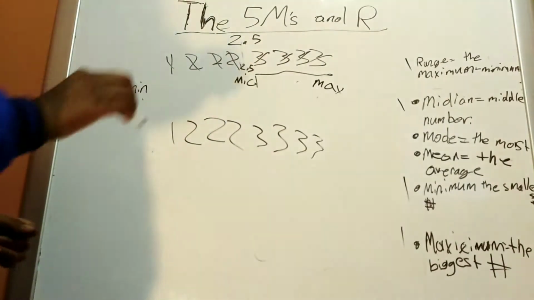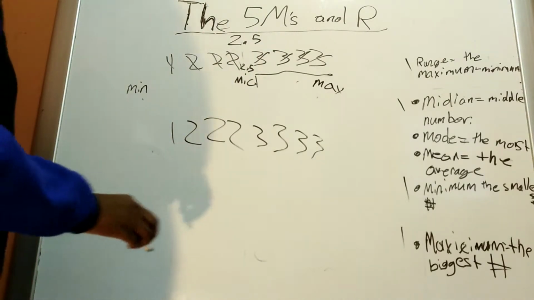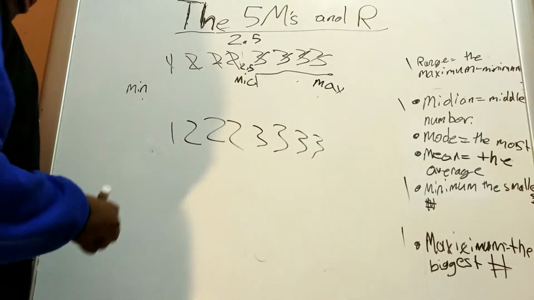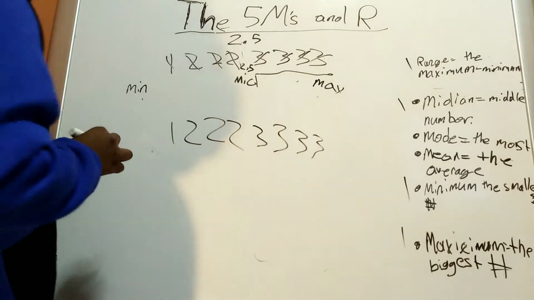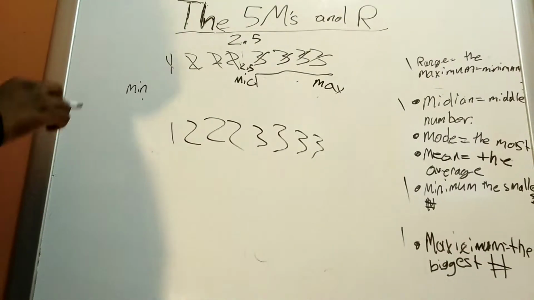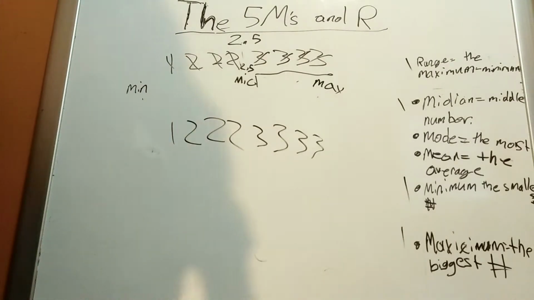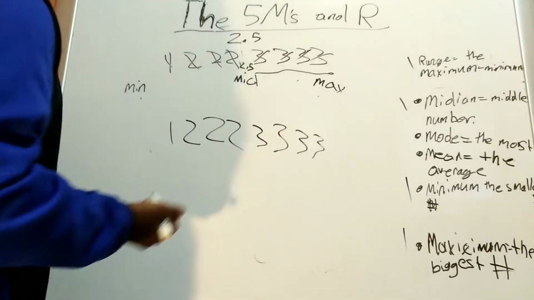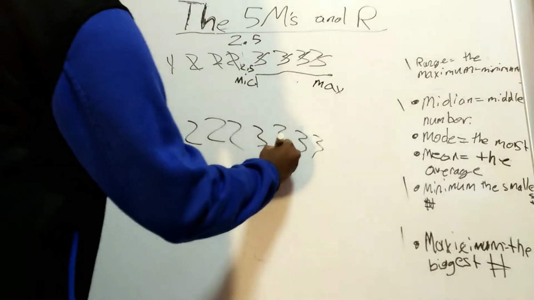Because this is what I was trying to talk about earlier. The mode is the most amount of numbers. So, whenever you're finding the mode, it's different from finding the minimum or maximum. The minimum or maximum is finding the smallest and biggest number. The mode, on the other hand, is finding the most amount of numbers. In this case, it's just that 3 is my most amount of numbers, so this would be my mode.